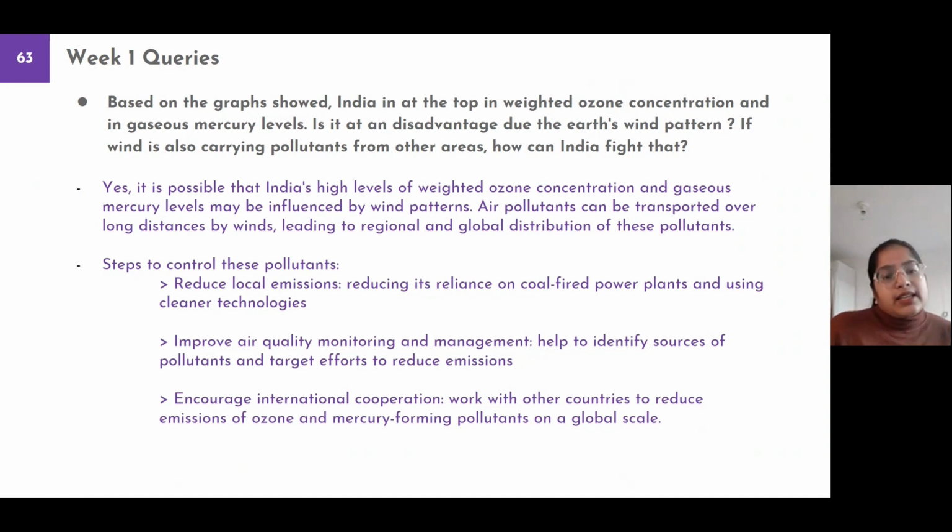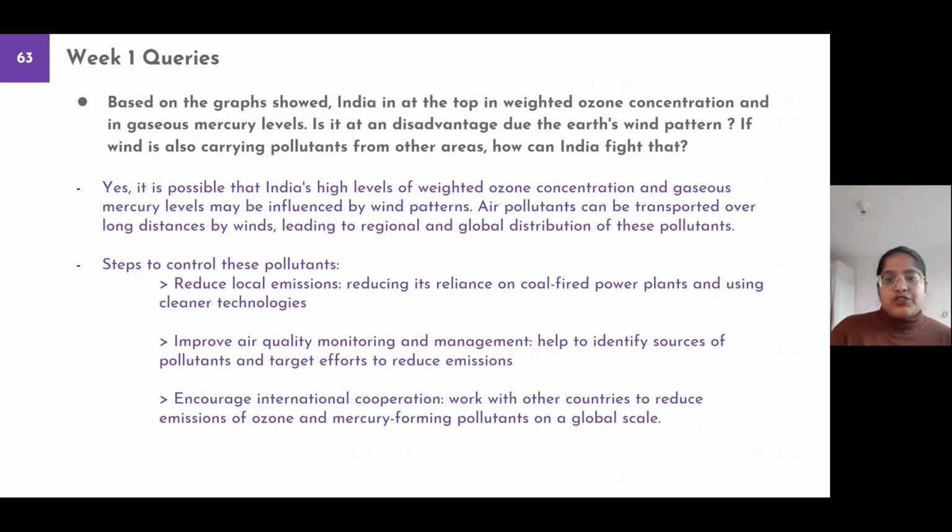And the second thing is to improve our air quality monitoring and management. So we need to identify the sources of pollutants and target mitigation efforts to reduce these emissions at the source. Also, we need a stringent energy policy and control measures which are enforced to control these emissions over the long term. We could also encourage international cooperation and work with other countries to reduce these emissions on a global scale.